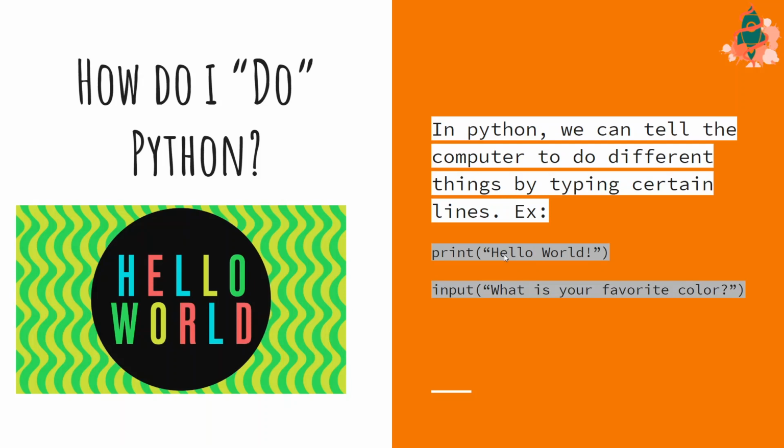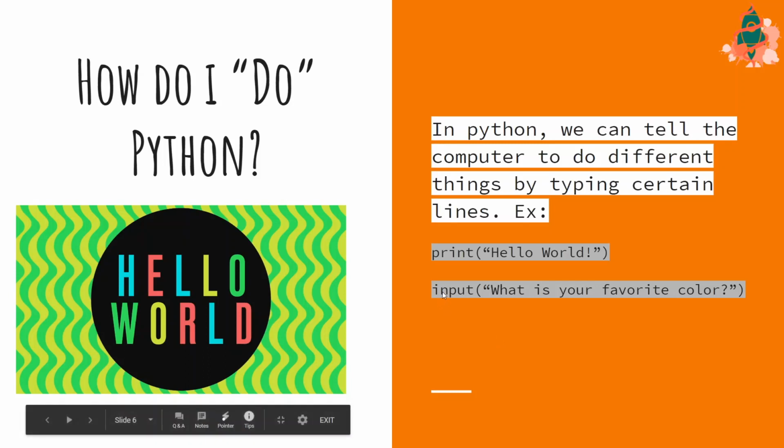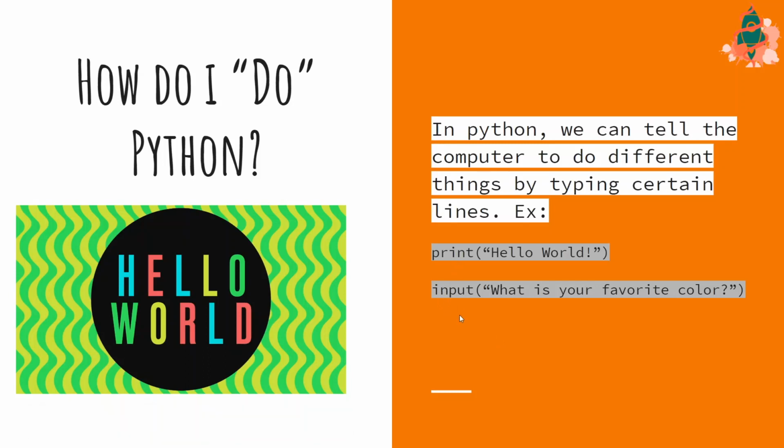Another example of something you can do in Python is input. It allows you to ask the user a question and collect information as a response. So when I ask, "What is your favorite color?" you can respond with red. You can also try this too. Here it's the same syntax as the print one: input, parentheses, quotes, then your question.